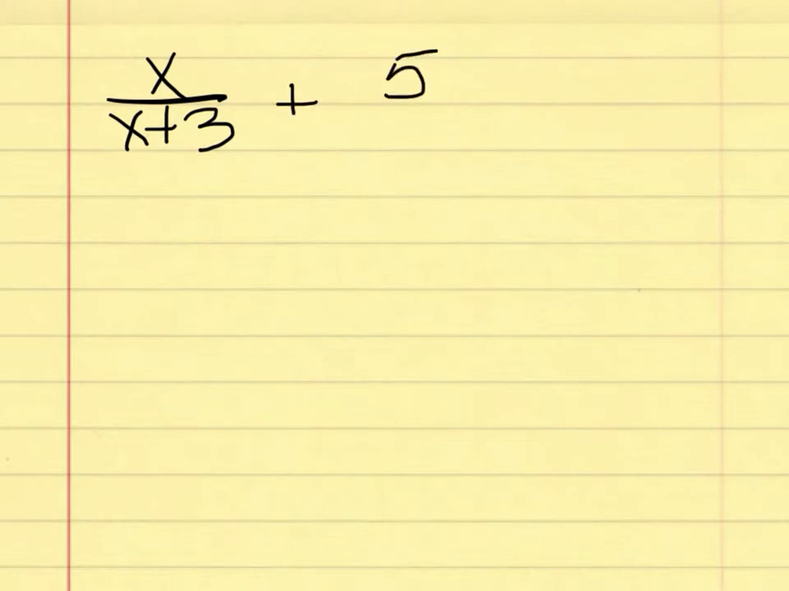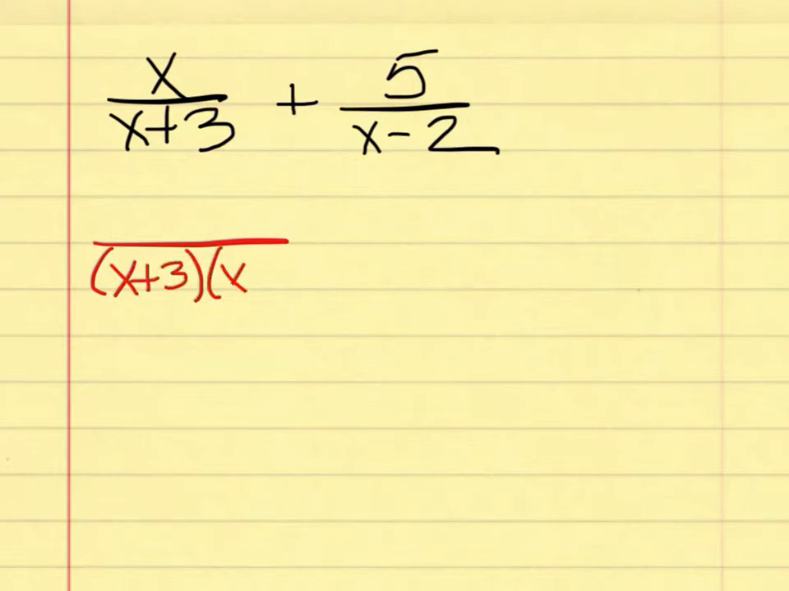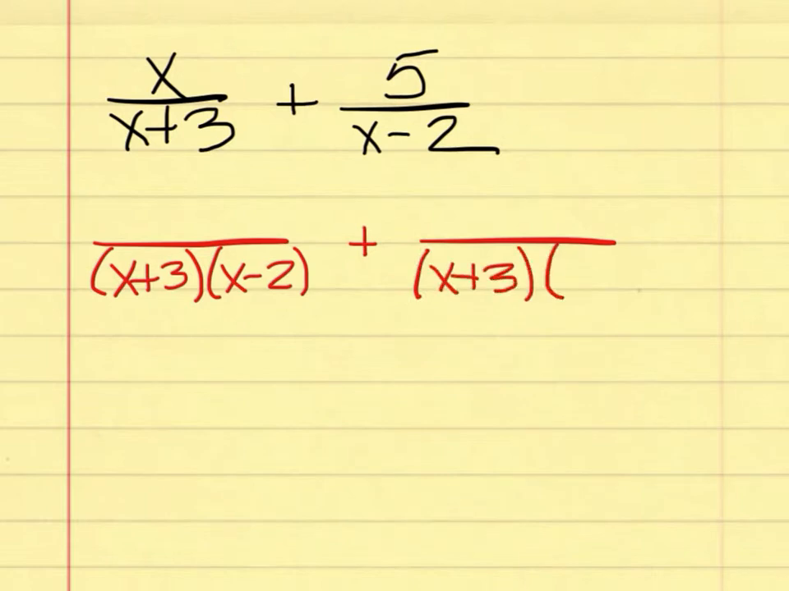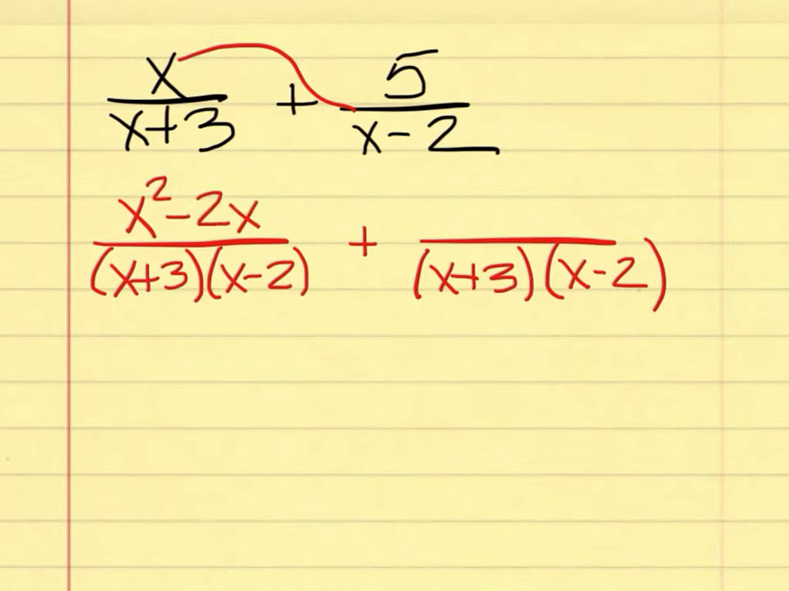Alright, this problem is x over x plus 3 plus 5 over x minus 2. The common denominator on this is going to have to be x plus 3 times x minus 2. You get those by simply multiplying the denominators together. For the numerators, it's going to be x times x minus 2, and you can go ahead and write that as x squared minus 2x. And for the other numerator, it's 5 times x plus 3. So that would be 5x plus 15.